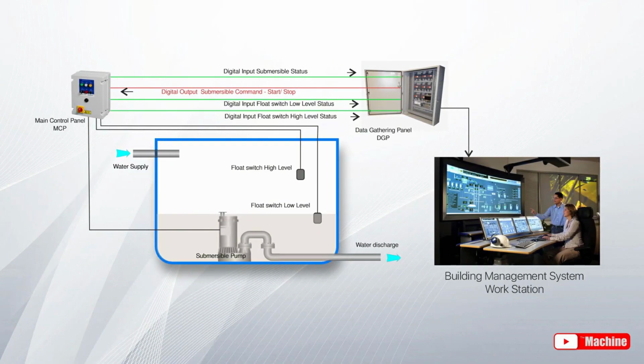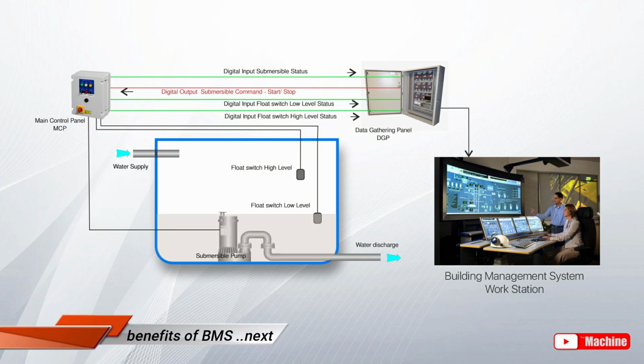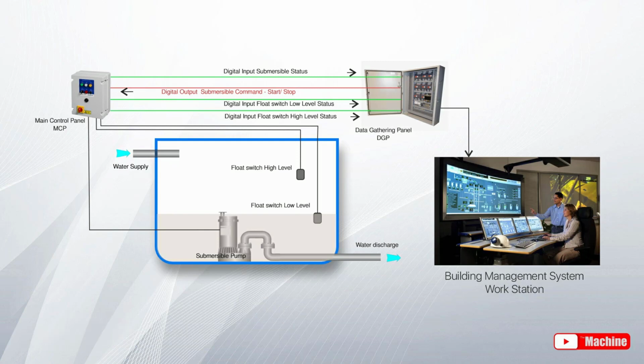All data exchanged by the MCP and DGP will be sent to the BMS workstation. This is how BMS works, which has the advantage of preventing operation from being halted by unattended alarms. As a result, the field system is remote and fully automated.